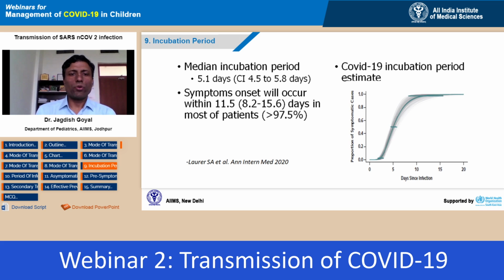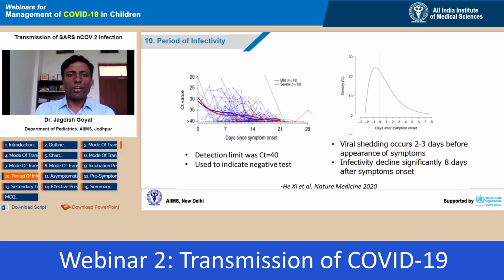In this figure, you can see the median incubation period of the virus, which is around 5 days. Most of the patients become symptomatic within 11 days. This figure shows the period of infectivity. Viral shedding occurs 2 to 3 days before appearance of symptoms. Infectivity declines significantly 8 days after symptom onset.